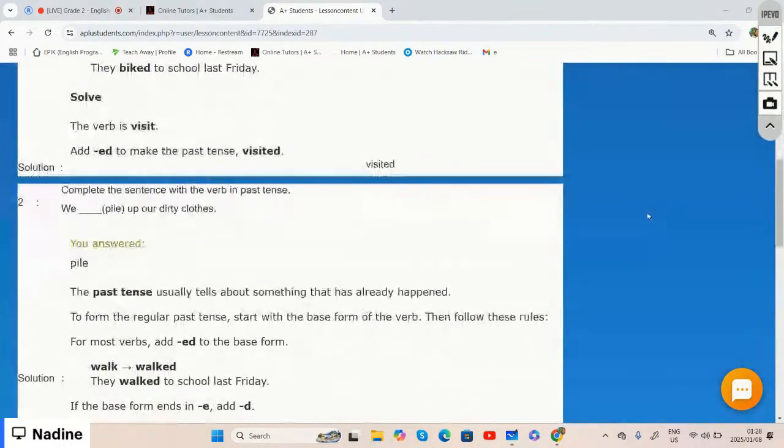The next one says, we pile up our dirty clothes. So pile, we pile up our dirty clothes. In the past, we blank up our dirty clothes. Pile. What is pile in the past?